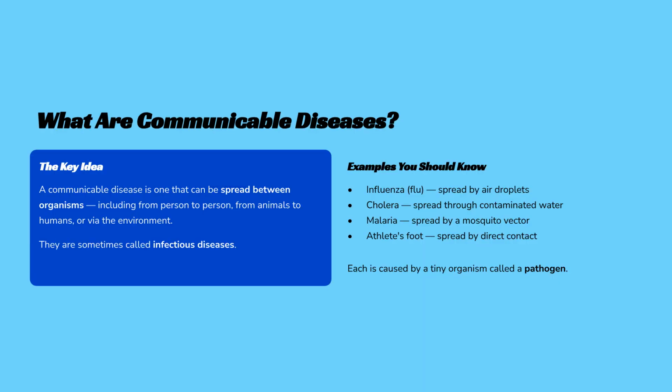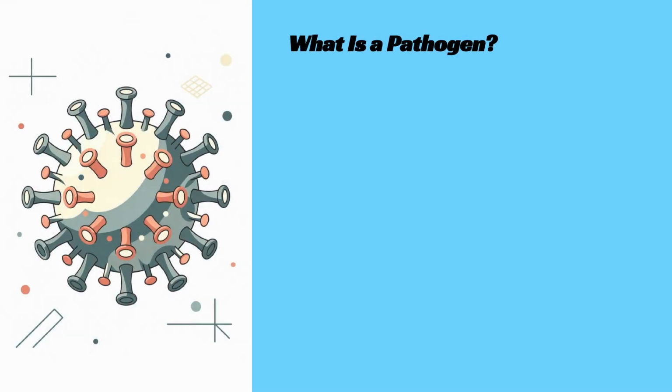Communicable diseases, also known as infectious diseases, are caused by pathogens. They spread in various ways: through the air, contaminated water, vectors like mosquitoes, or by direct contact. A pathogen is simply a microorganism that causes disease. When they enter the body, they can damage tissues or produce toxins.